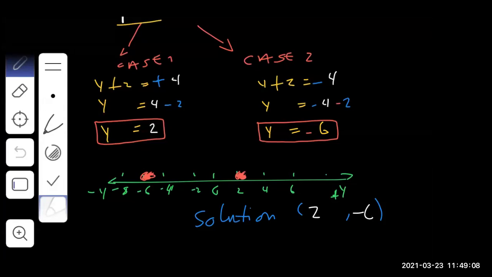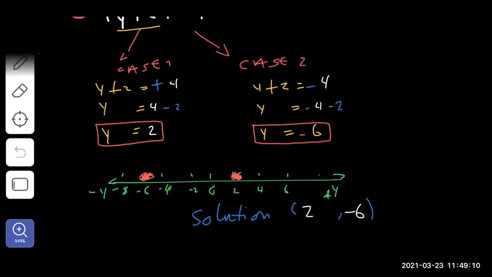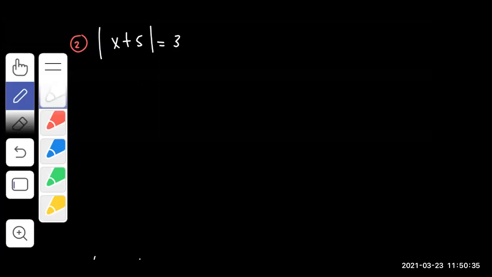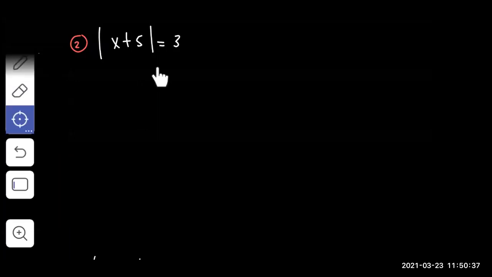Negative 6. Okay, this is what we got, guys. This is how we solve an absolute value equation. Now let's have a look at another example. Let's have a look at this expression. We have the absolute value of x plus 5 equals 3. Which value is x here that when I add 5, the absolute value is 3?